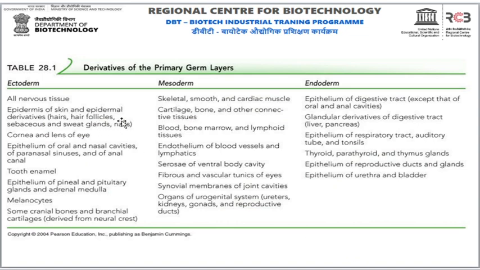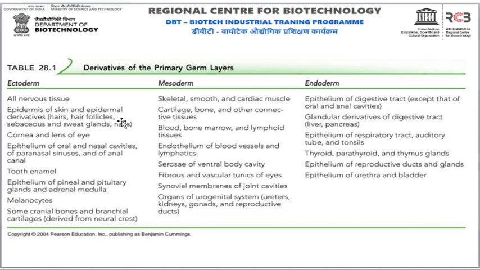Next, derivatives from the primary germ layers. The primary germ layer is classified into ectoderm, mesoderm, and endoderm. If you take ectoderm, all the nervous tissue, the epidermis of skin and epidermal derivatives, cornea, lens of the eye, epithelium of the oral cavity, nasal cavity, and anal canal, tooth enamel, epithelium of the pineal gland, pituitary gland, and adrenal medulla, melanocytes, and some cranial bodies are derived from the ectoderm.